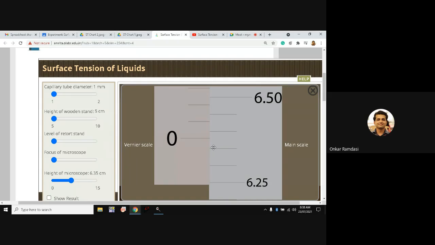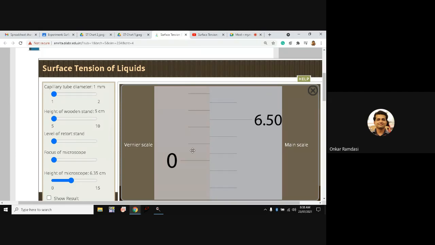Now the vernier scale reading I need to check. So you just need to tell me which number of line. You can see there are a lot of lines: 0, 1, 2, 3, 4, 5. Which line is exactly matching with the main scale readings? Just check and let me know which number of line is exactly matching. Is any line matching? Can anyone see the difference?